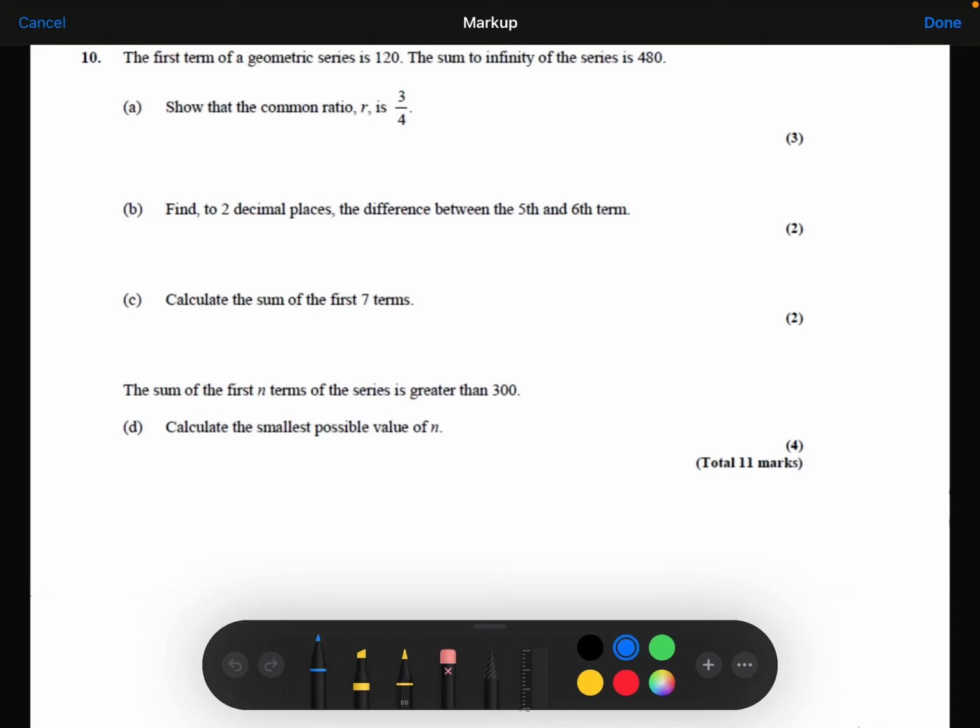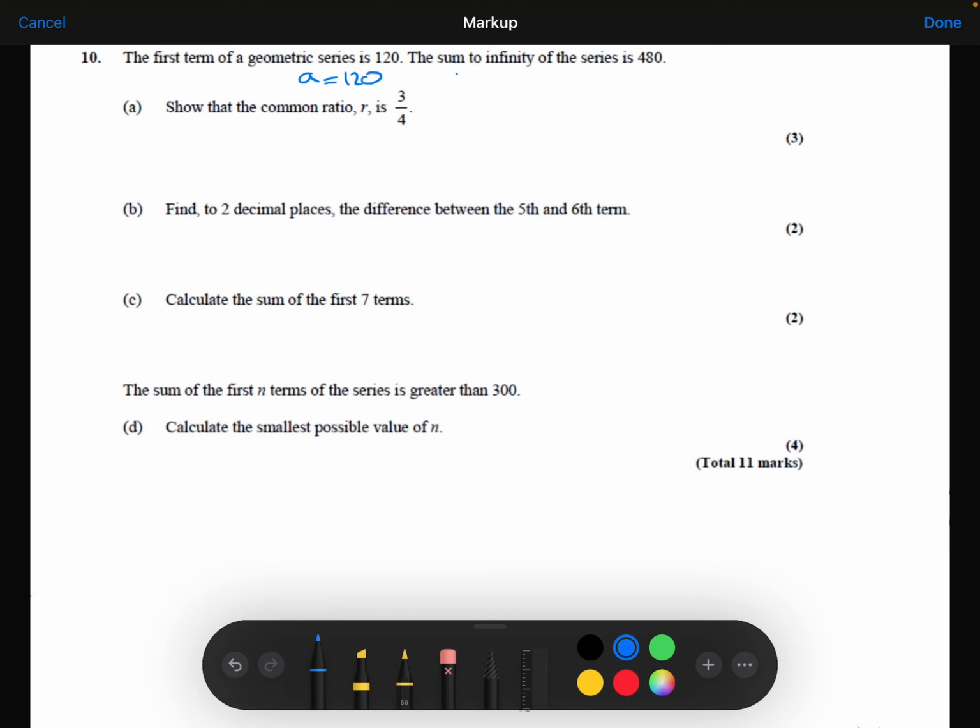First term of the geometric series is 120. The sum to infinity is 480. Show that the common ratio is 3/4. So the first term, A, is 120.